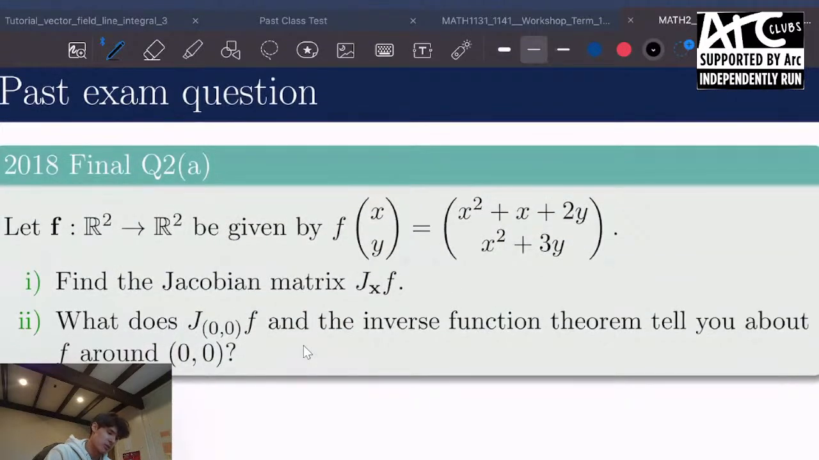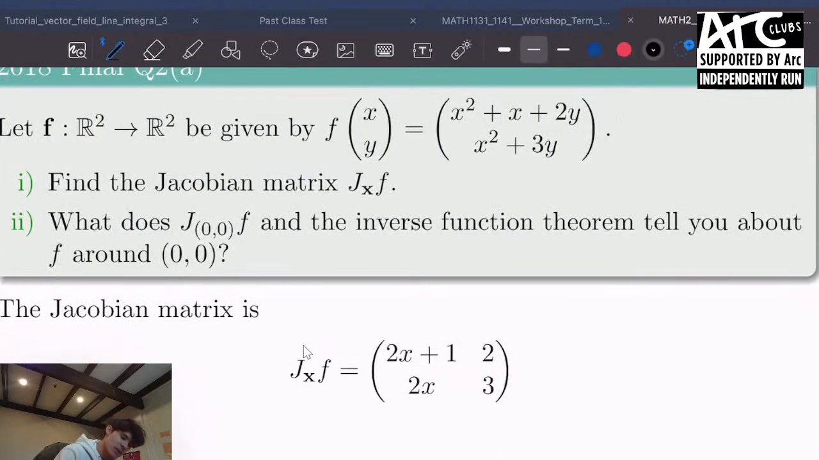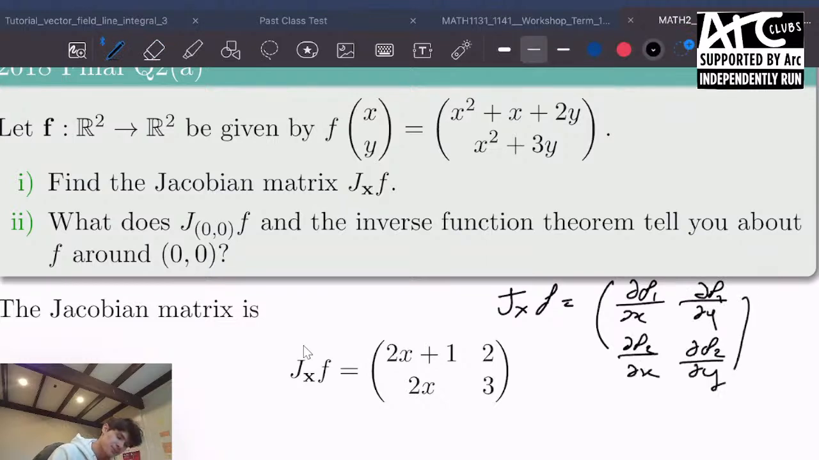Applying this in a question, given this function here, find its Jacobian matrix. Its Jacobian matrix should just be, remember, df1 dx, df1 dy, df2 dx, df2 dy, and that should give us this here.